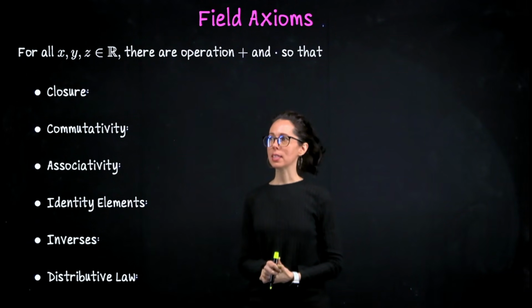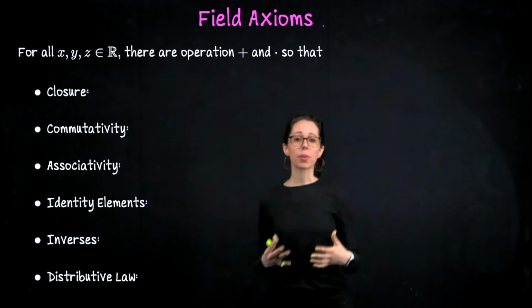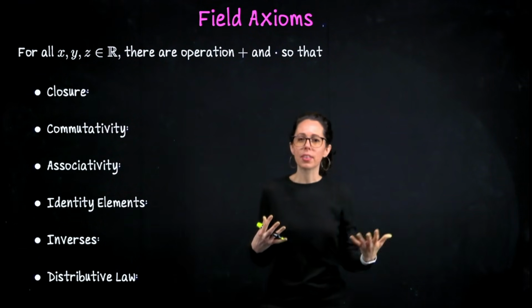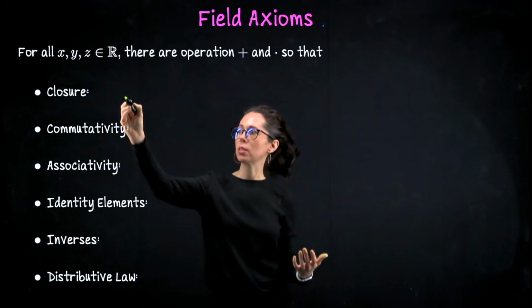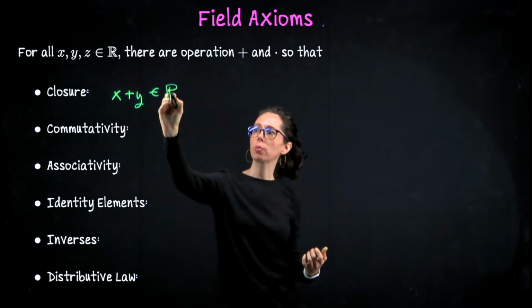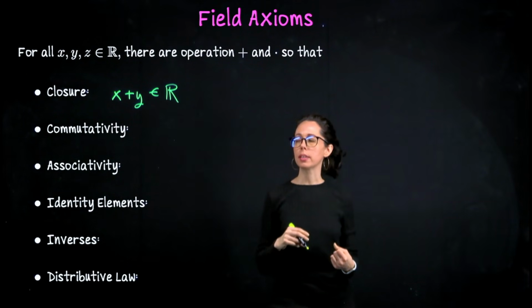What that means is that if you take two elements from the set of real numbers and perform either of these operations on them, you don't leave the set. So for example, if x and y are both real numbers, x plus y is also a real number, and so is x times y.